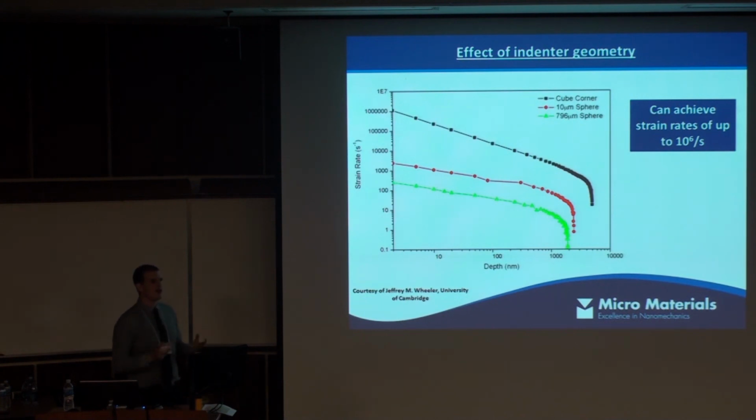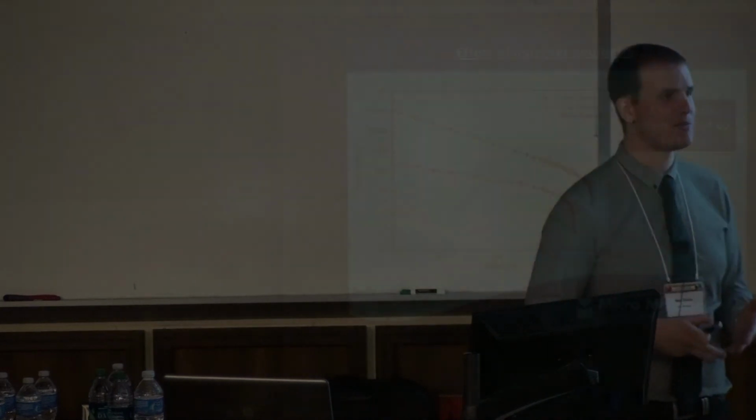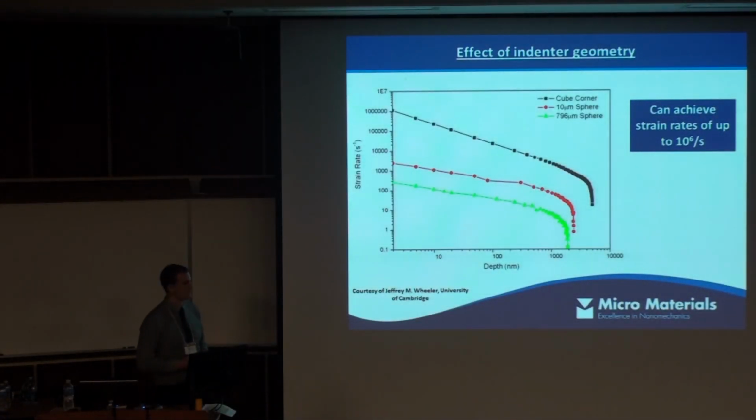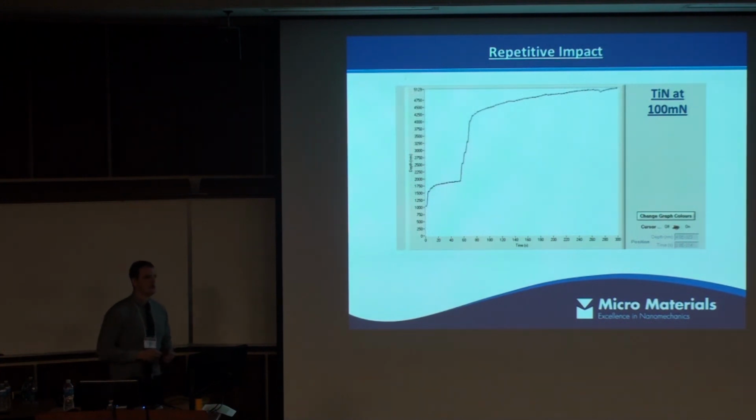So for these tests, quite a large radius probe was used. That's because the gels themselves are very soft and we wanted to try and keep the penetration depth as low as possible. You can modify the strain rate during your test by actually changing the sharpness of the indenter and the depth of the penetration. So you can see with quite a large radius sphere, we can only achieve relatively low strain rates, but by moving to a much sharper cube corner type indenter, we can get strain rates right up to 10 to the 6. So that's using a single impact to look at the energy damping behaviour of different samples.